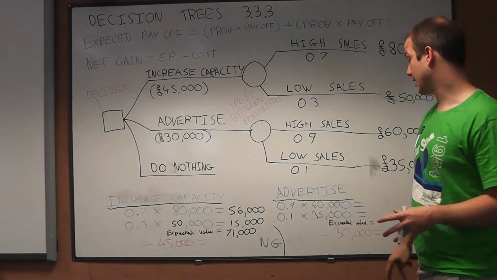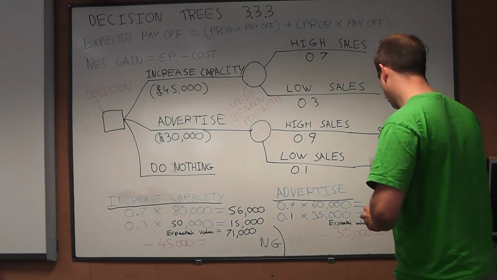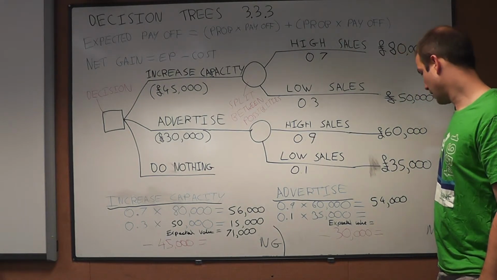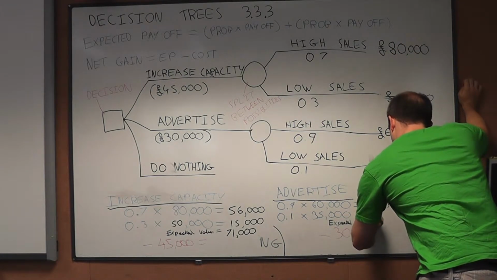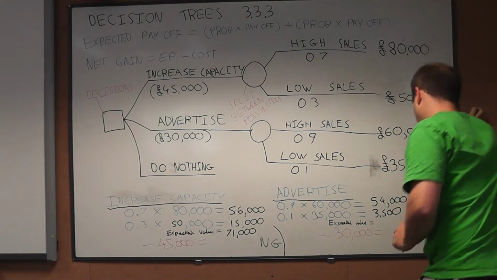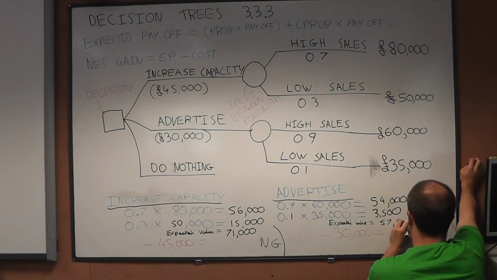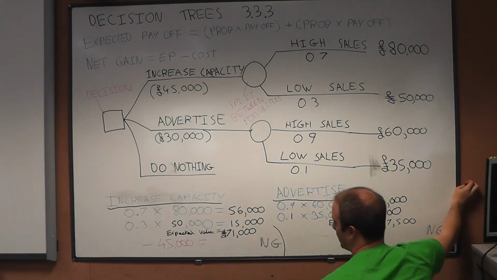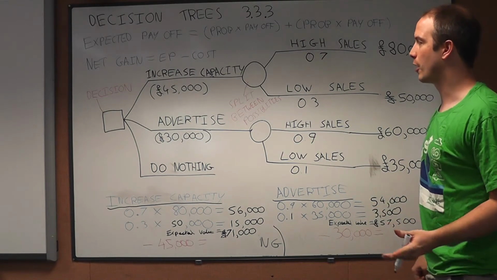Right, we also need to consider this for advertise. So 0.9 times £60,000 would give you £54,000, and then 0.1 times £35,000 would give you 3,500, and we're going to add the two together, which would give us £57,500.